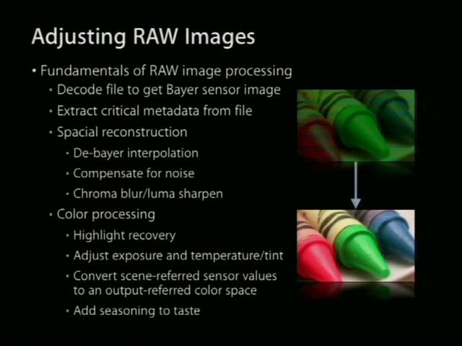Then there's a whole litany of color processing that's also involved: highlight recovery, adjusting exposure and temperature and tint, converting from the scene-referred nature of the sensor values to the output-referred color space that is desired for rendering. And lastly, part of image processing is making the image not just accurate, but pleasing. So there's an additional amount of steps that is often very desirable to adjust the image to make it look pleasing to the eye, increasing contrast, for example.